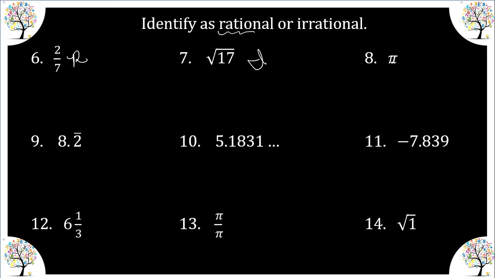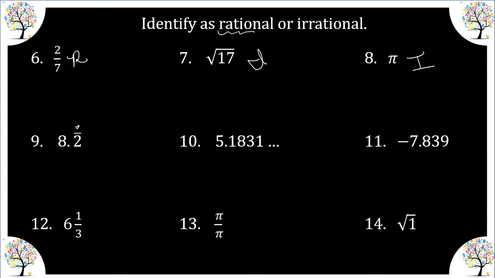Pi, 3.14, it's not really 3.14. It never really comes to an end. This number keeps going on and on. Again, we would never be able to identify the place value. Therefore, we couldn't write it as a ratio. So it's irrational.